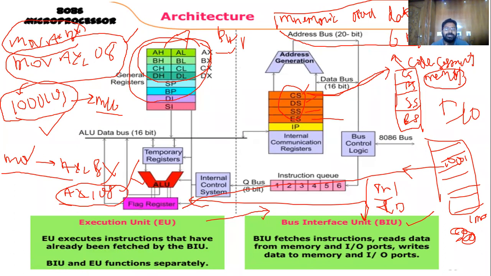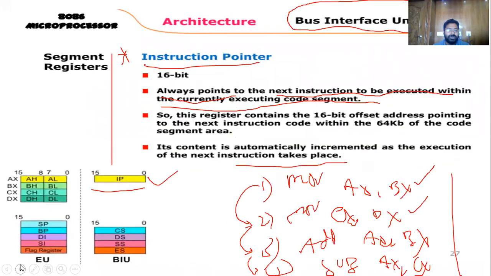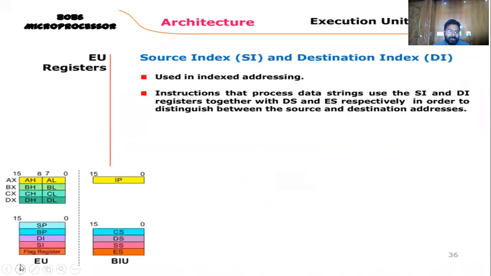So the execution unit is responsible for decoding the instructions, and at the same time the execution of the program. The bus interface unit's responsibility is to take the necessary information from the memory as well as input devices. So you can see each and every part in this architecture.